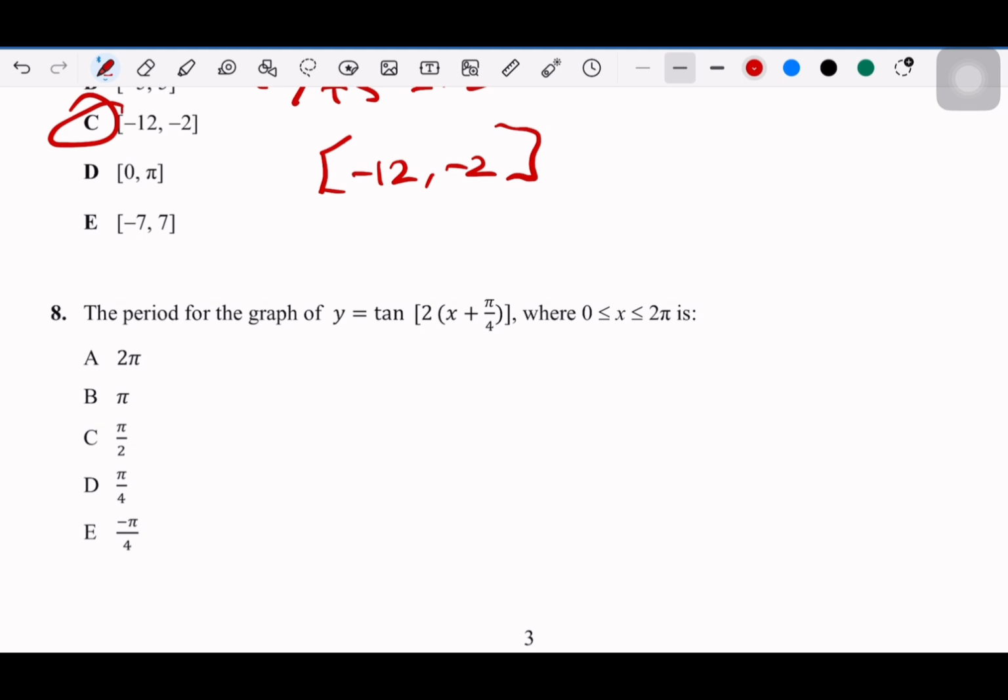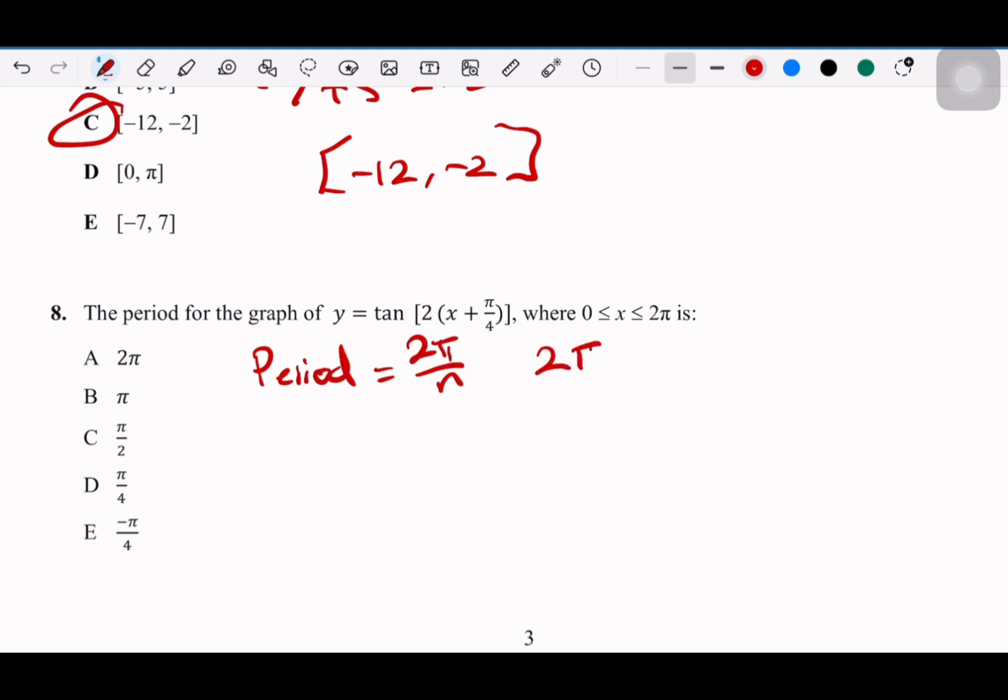The period for the graph of y equals tan of this equation. It's asking you again to find the period. And we know the equation to find the period to be 2 pi over the coefficient of x, which is n. Now, don't be fooled. You see x by itself. However, the coefficient of x, which means a times relation, is still 2. So n in this case is still 2.